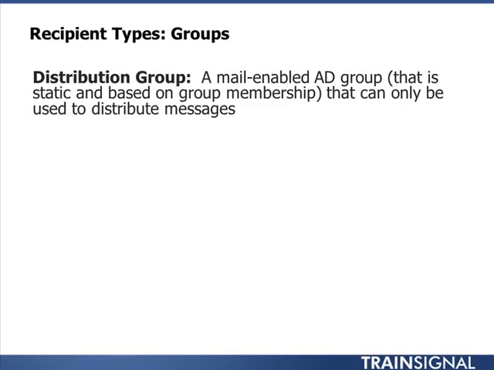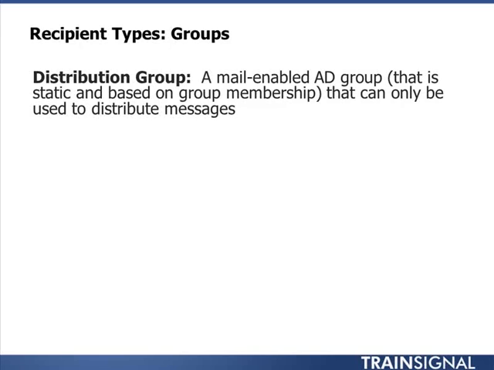Now the next type of recipient is a group recipient, and that you'll find at the top of the tabs as well. Under the Groups tab, under the Recipient feature, you'll see that you can create several types of groups. The first type is a distribution group. A distribution group is a mail-enabled Active Directory group that's static and based on group membership, and it can only be used to distribute messages.